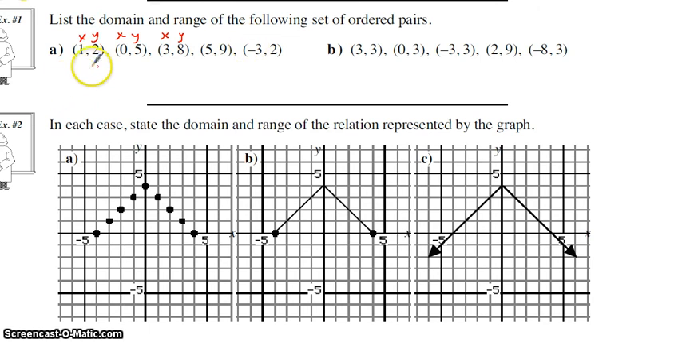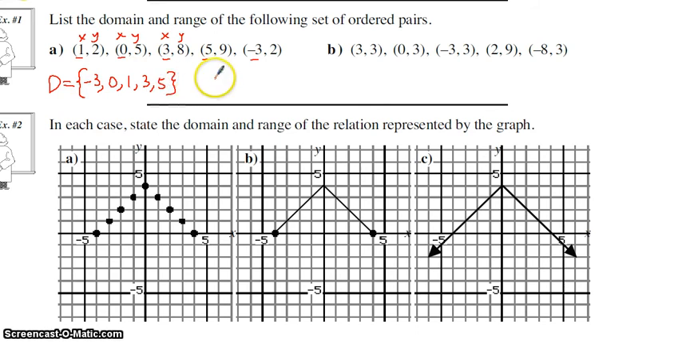So what are all the inputs? Well, just look at all the inputs here: 1, 0, 3, 5, negative 3. So the domain is, now to show a list of numbers, you use curly brackets, and then you can put them in order. So {negative 3, 0, 1, 3, 5}. Okay, so this is the domain.